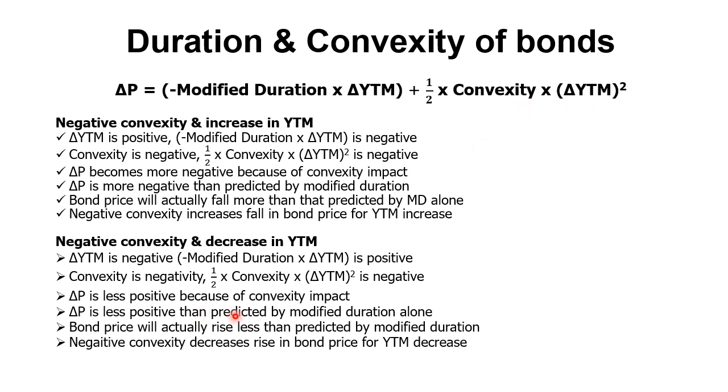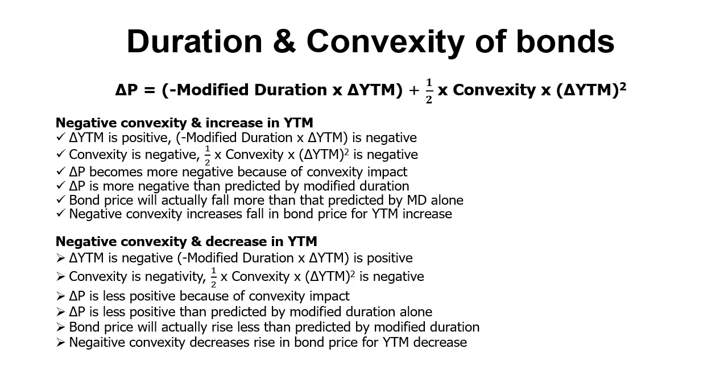Hence, delta P will become less positive because we are adding a negative number, the convexity impact, to a positive number, the duration impact. This means that delta P will be less positive than that predicted by modified duration alone. Therefore, the bond price will actually rise less than that predicted by modified duration alone. Negative convexity decreases the increase in price of the bond at that point in the curve for a decrease in YTM.